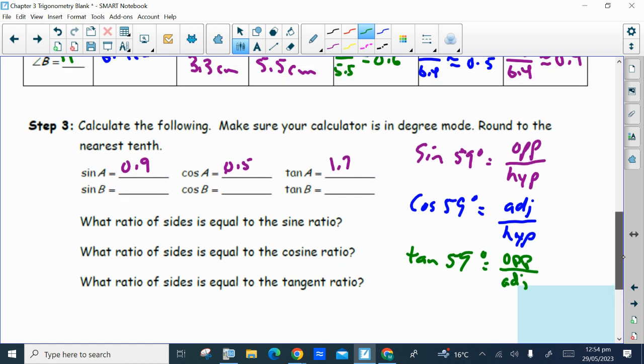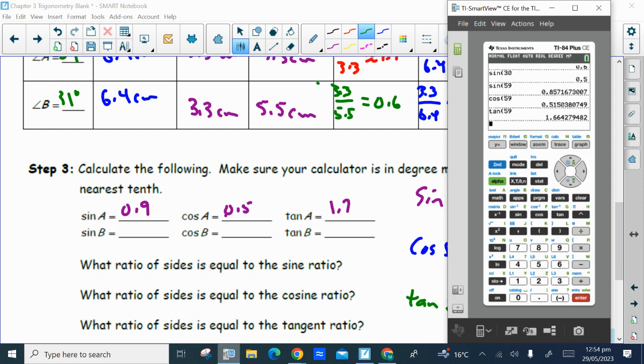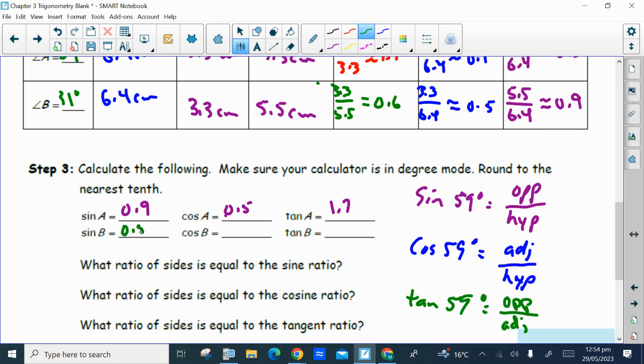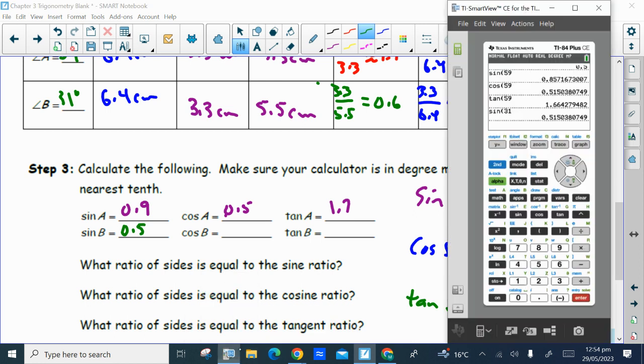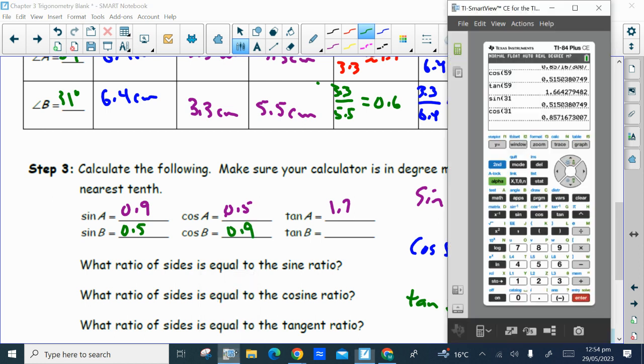So now, what about angle B? Angle B is 31 degrees. So now if we take the sine of 31, that is 0.5. The cosine of 31 is 0.9. Again, we're rounding to the nearest tenth. And the tangent of 31 is 0.6.